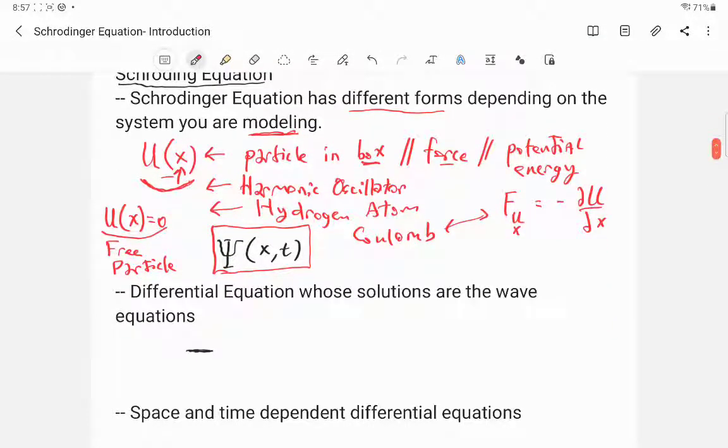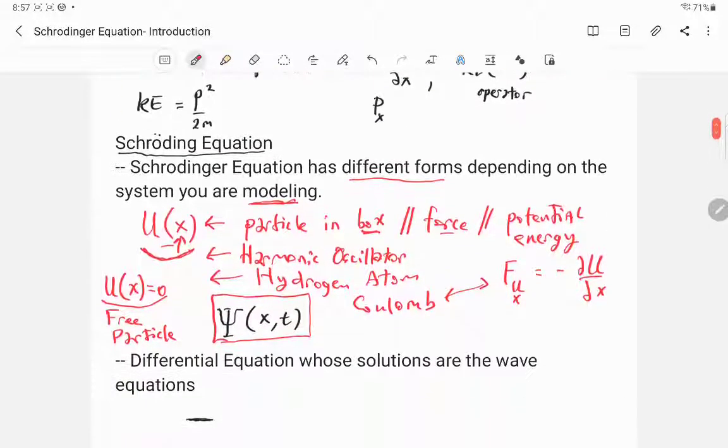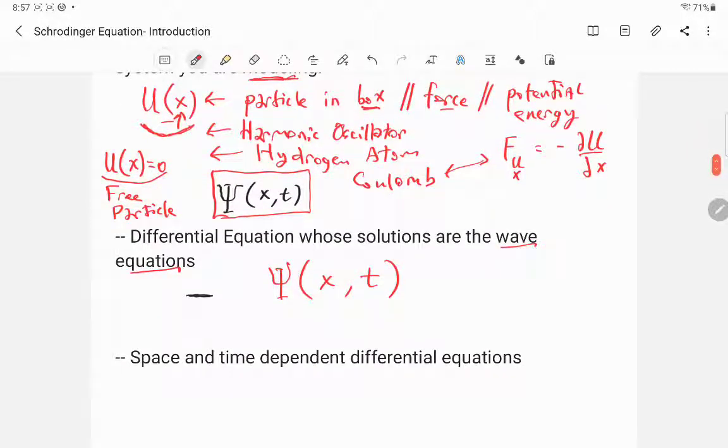So this is a differential equation. No big deal. The answers to the differential equation are called the wave functions. And you notice that the wave functions are space and time dependent, right? The differential equation itself is derivatives in space and time, so the wave functions are going to be functions of space and time.